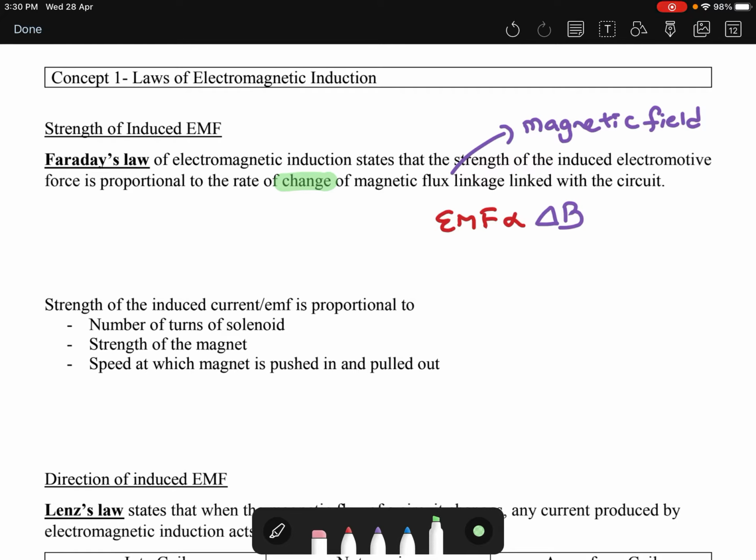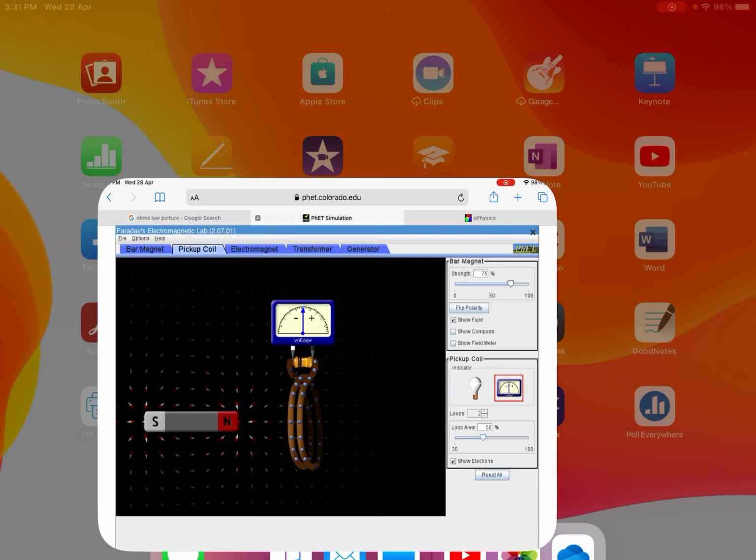Of course, the strength of the induced EMF is proportional to three things. Number one is the number of turns of the coil, or the solenoid. Number two is the strength of the magnet, and number three is the speed at which the magnet is pushed in or pulled out. Let us take a look at this simulation.